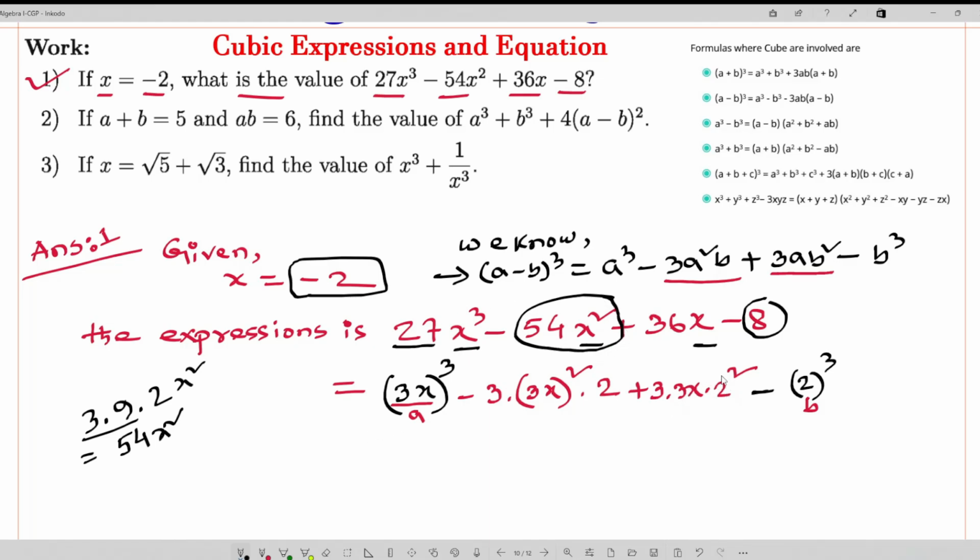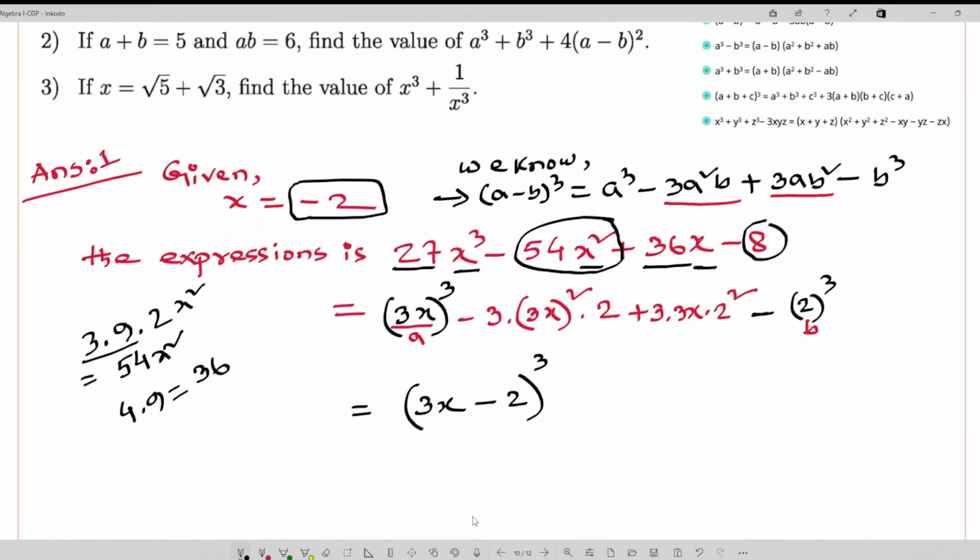Similarly, here is 2 square means 4, 3 times 3 means 9, 9 times 4 means 36, so here is 36. So naturally this expression we can write as a minus b whole cube: a means 3x minus b means 2 and whole cube. Okay, now we can put the value of x equals -2. So 3 times x means -2, and here is 2 and whole cube, right?